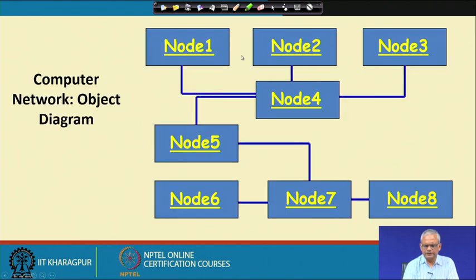So, this is an object diagram. We have the computers named node 1, node 2, node 3, node 4, 5, 6, 7, 8. So, node 1 is connected to node 4, node 5 is connected to node 4. So, node 4 is connected by 4 computers, but node 6 is connected by 1 computer.